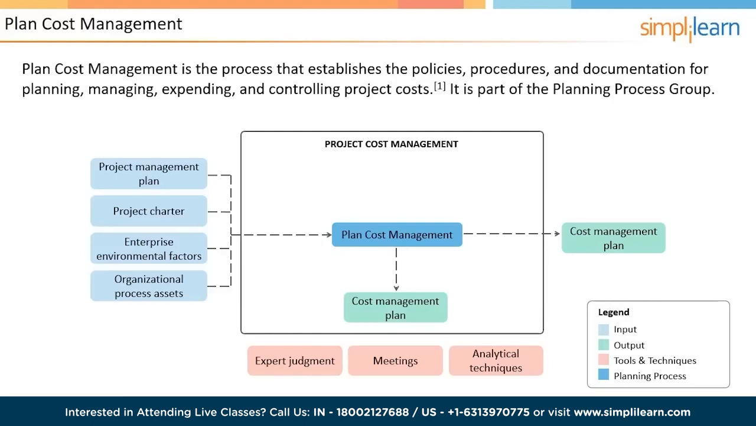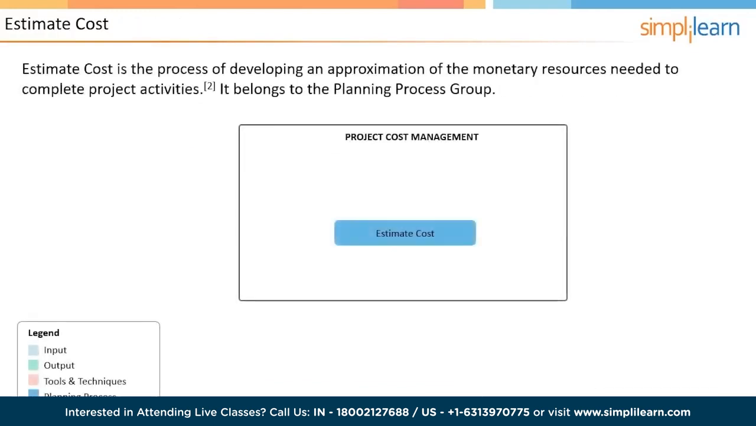In the next screen, let us discuss the second process under project cost management. Estimate cost. Estimate cost is the approximation of the monetary resources required to complete a project activity. Cost of a specific activity is estimated based on the information available at that point of time. As the project team gets more information about the project, the activity cost estimation may change. Let us look at the inputs of this process.